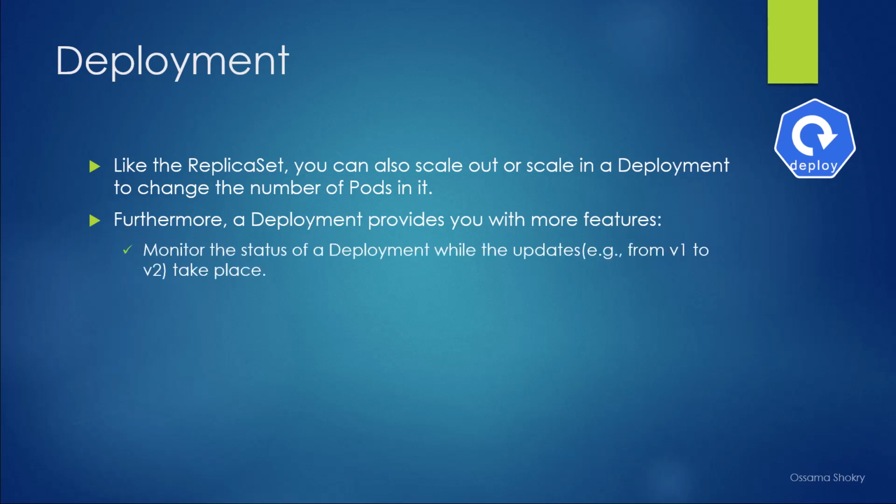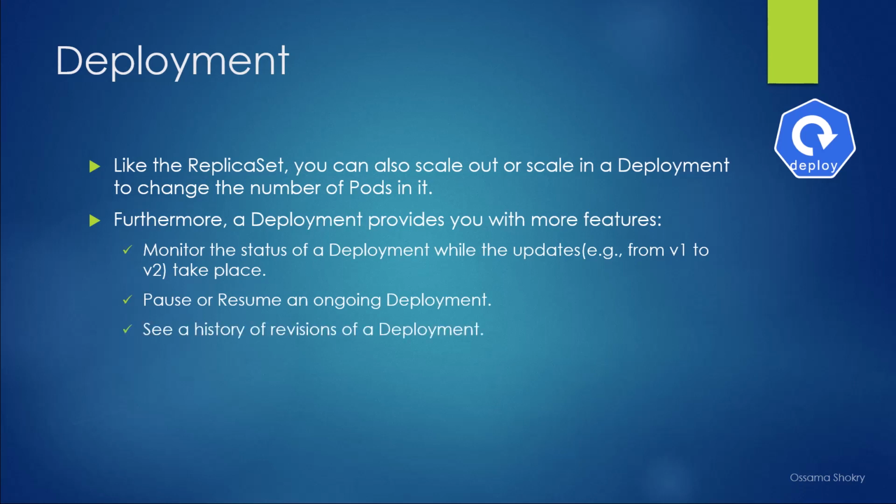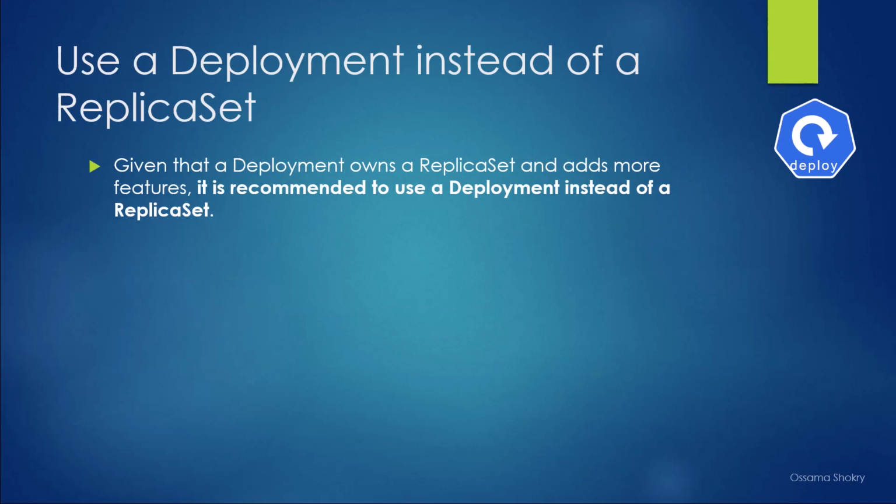You can monitor the status of a Deployment while the updates take place, from version 1 to version 2 for instance. You can pause or resume an ongoing Deployment, see a history of revisions of a Deployment, or roll back a Deployment to a previous revision. Given that a Deployment owns a ReplicaSet and adds more features, it is recommended to use a Deployment instead of a ReplicaSet.